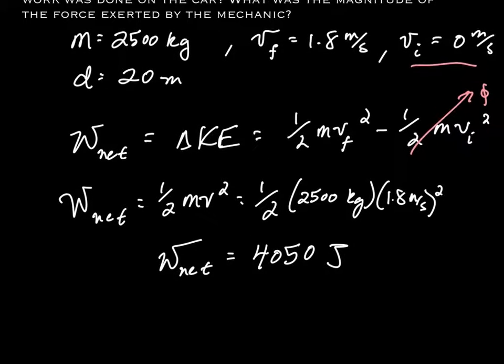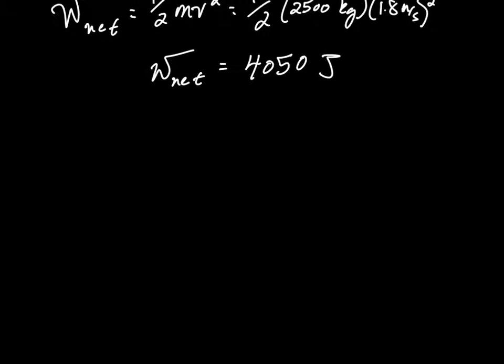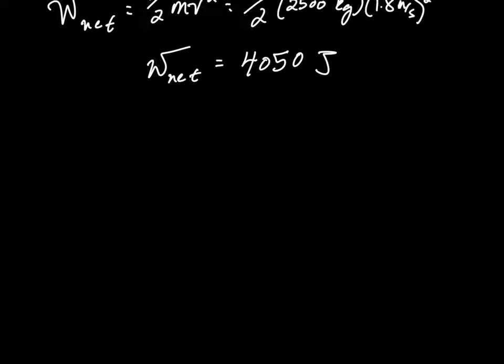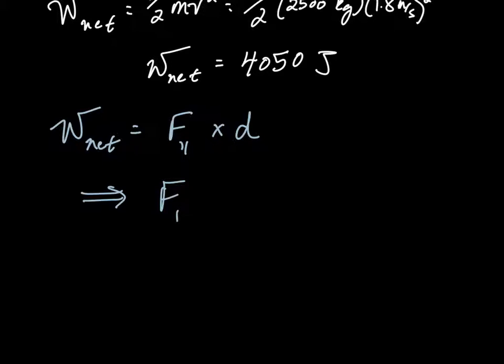Now, what was the magnitude of the force exerted by the mechanic? Well, now we take our other definition of work. Okay, now we say that work net is equal to a force parallel times a distance. Well, now we know our work net. We just calculated that. We're given a distance, so we can just rearrange this equation and say that force parallel is equal to the work net divided by the distance.